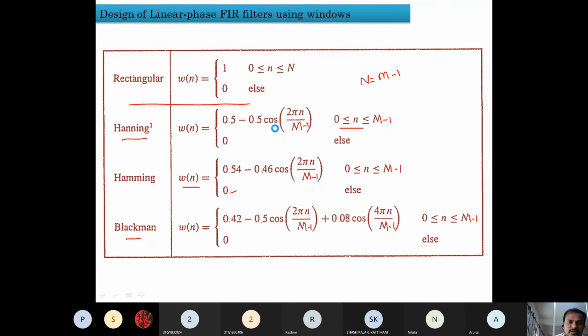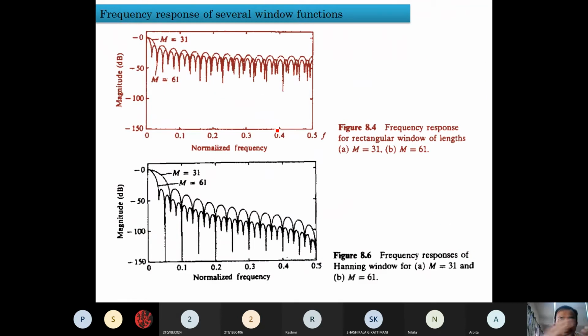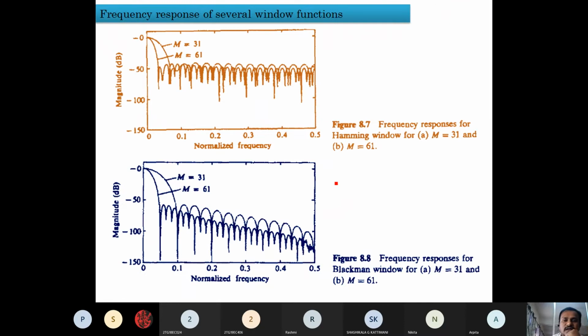Then if you want to look at the response of the filter, it will be like this. For the rectangular window, for different M values, M equal to 31 and M equal to 61, we have these magnitude values for different frequencies. Similarly, the Hanning window gives this response, which is the filter operation with respect to frequency. And if you go for another one, the Hamming window, it will be like this.